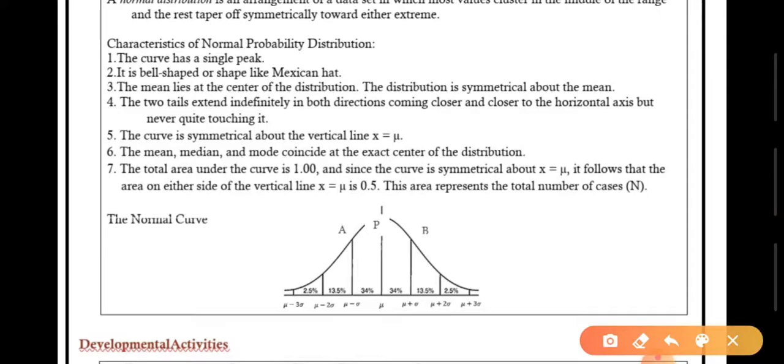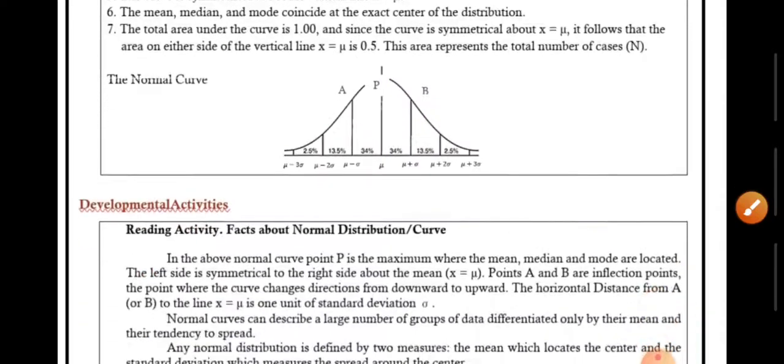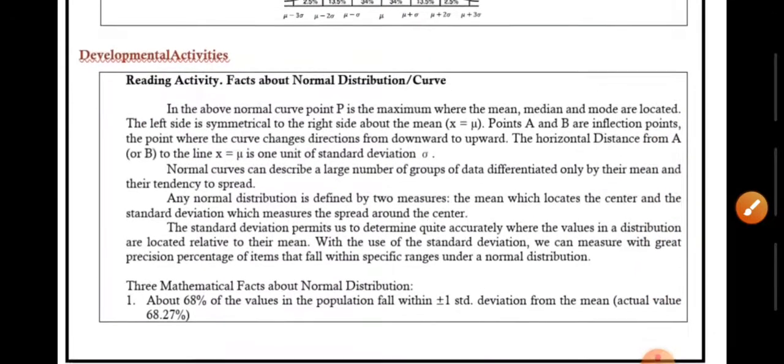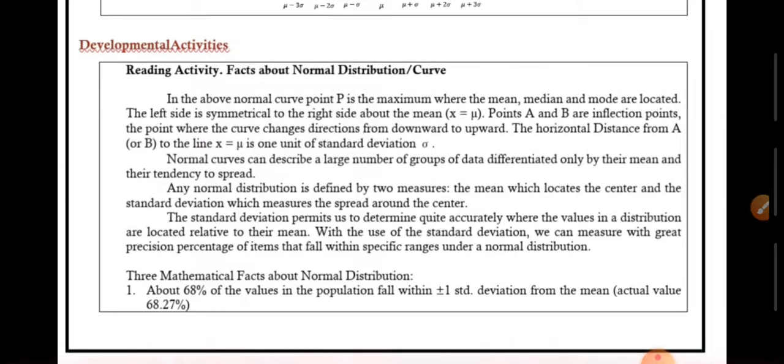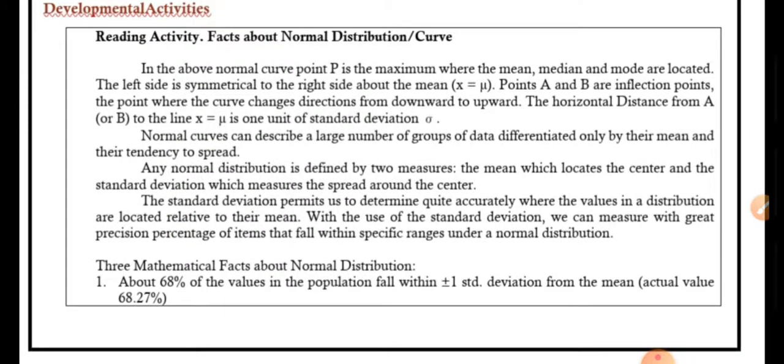So this one is the representation of the normal curve. Half of it is 0.5 and the other half is also 0.5. When added together, we will have 1. So, the facts about the normal distribution curve.